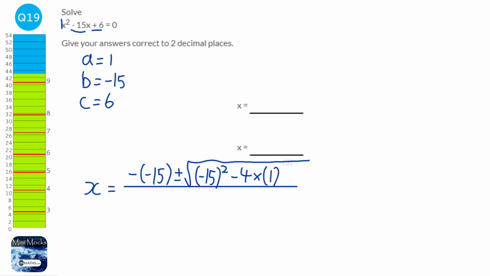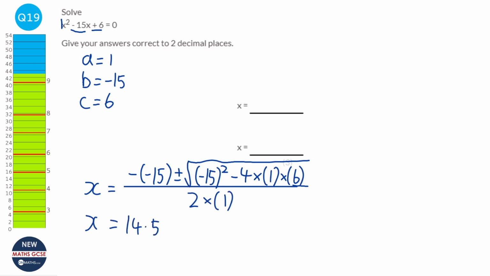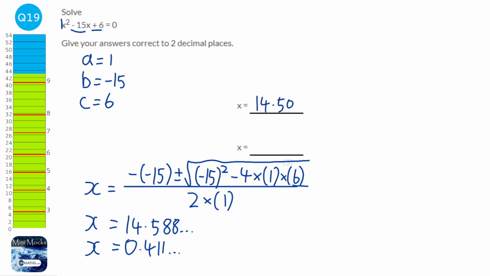And I just put brackets for each of the numbers. So 4 times 1 times 6, because if you put brackets around all of them you'll never ever have that problem. And then 2 times 1. Put that into our calculator with a plus there, and you will get the answer of 14.588 blah blah blah. Go back on your calculator and change that to a minus. Most calculators have cursor keys. You can go back and delete it and change it, and you get 0.411 blah blah blah. So to 2 decimal places our solutions are 14.59 and 0.41.